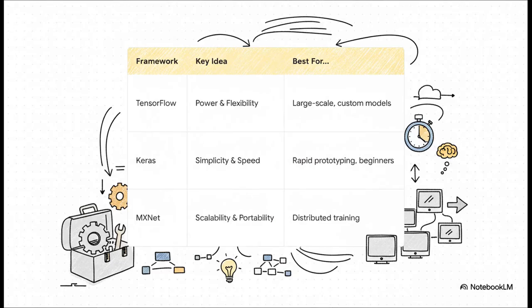So here's the crucial point. You've got to choose the right tool for the job. This table just lays it out perfectly. Need raw power and total flexibility for a giant custom project? You grab TensorFlow. Need to whip up a prototype really fast, or maybe you're just starting out? Keras is your friend. Need to deploy your model across a whole bunch of different devices efficiently? That's a job for MXNet. See? It's all about picking the right tool from the toolbox.